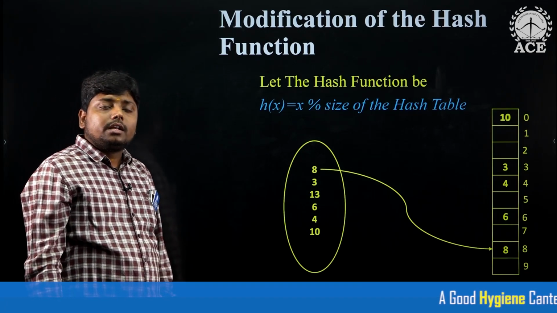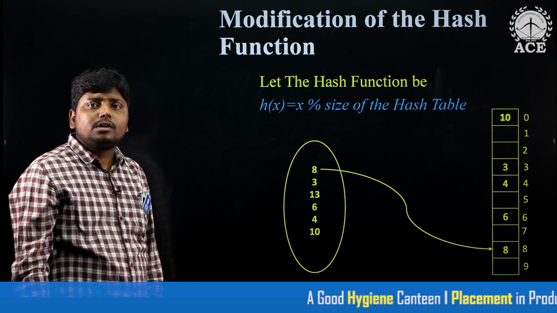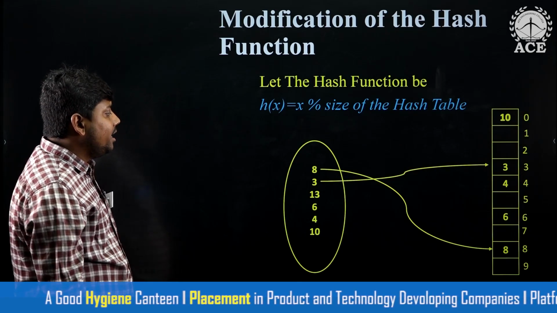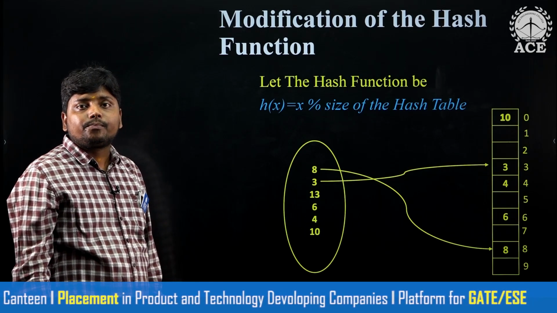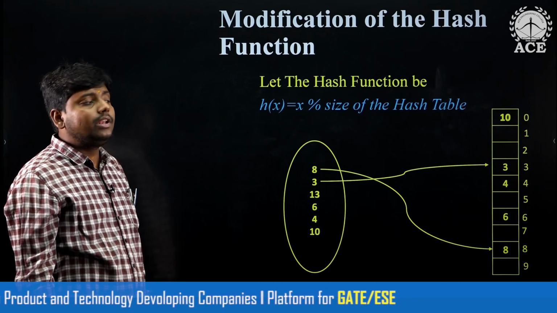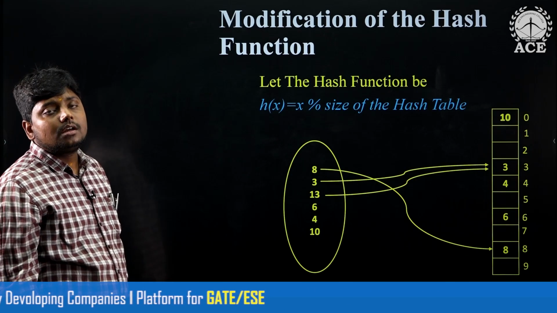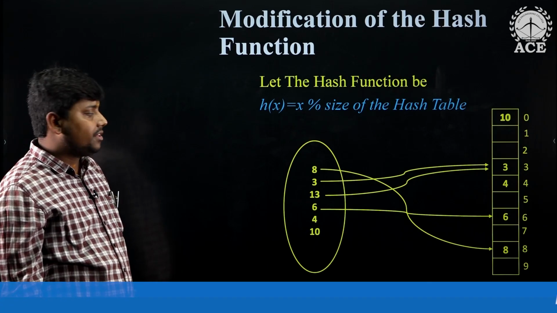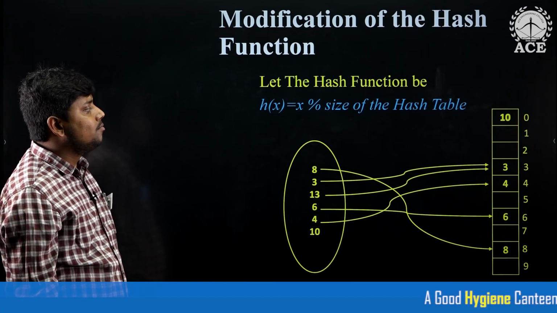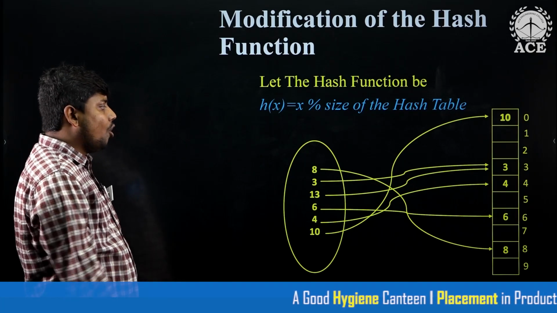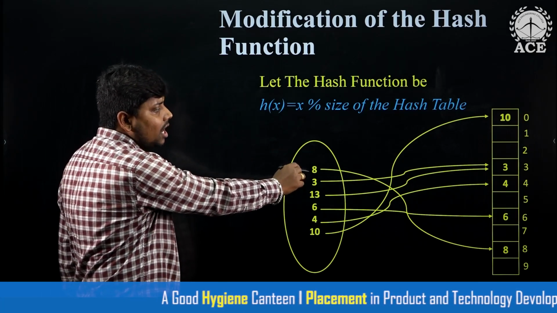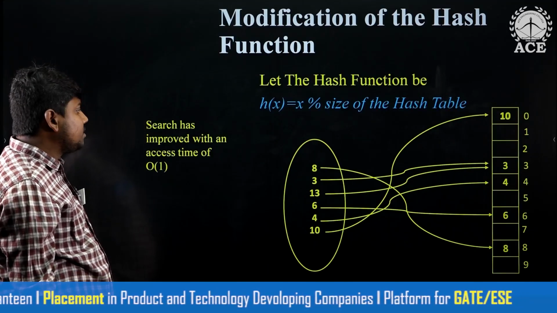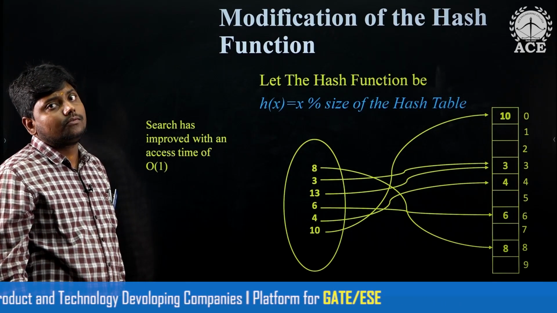Similarly, the next element 3 will be mapped to index 3 mod 10, and that is 3. Next, 13 mod 10 is again 3. So 13 will also be mapped to the same index location 3. 6 mod 10 is 6, 4 mod 10 is 4 and 10 mod 10 is 0. So in this way, all the elements in this list are mapped to the hash table based on this hash function. Now, the search time has improved to order of 1.